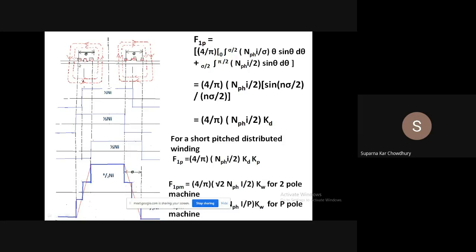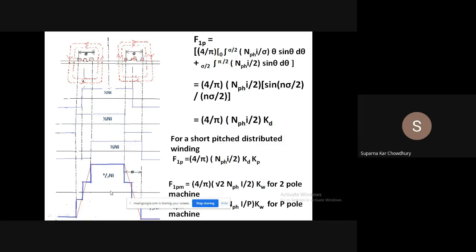The resultant MMF across this coil will be the addition of these 3 rectangular waveforms, which results in a stepped waveform like this. Now, in this stepped waveform, this angle, the slot pitch angle, is very small compared to this phase spread. This is a full pitch coil, 180 degrees. So since the slot pitch is very small, it can be considered equivalent to a trapezoidal distribution like this.